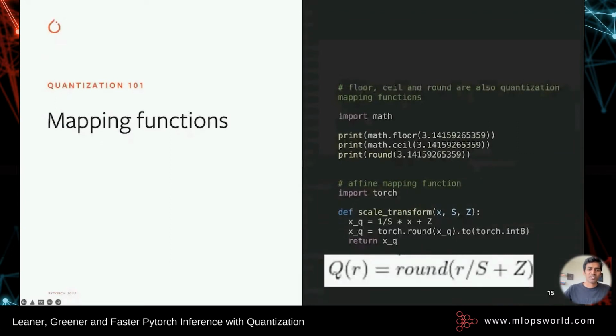So what we use is an affine mapping function. If you look at the equation, it looks very similar to a linear transformation, and that's exactly what it is. You take a value in 32-bit space and you project that to int space. And you can see that there are two parameters that enable this transform, S and Z. S stands for the scaling factor and Z stands for the zero point. We'll cover that in the next slides.